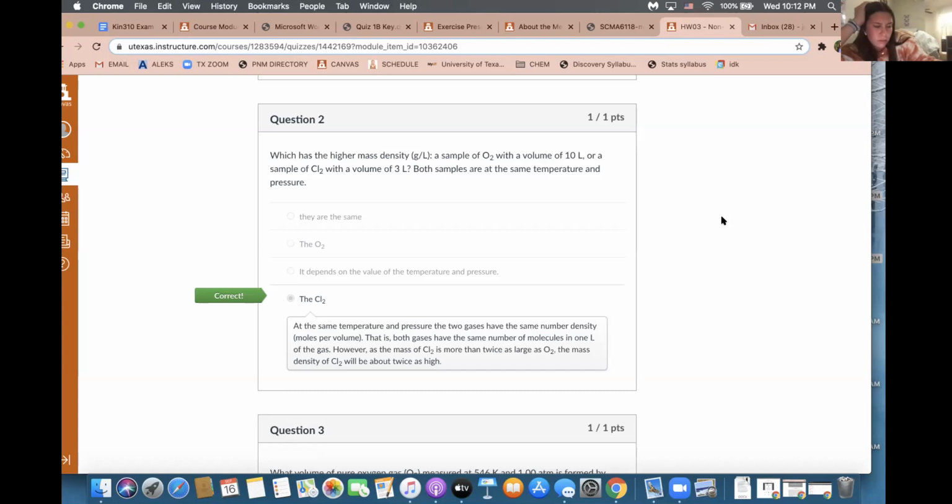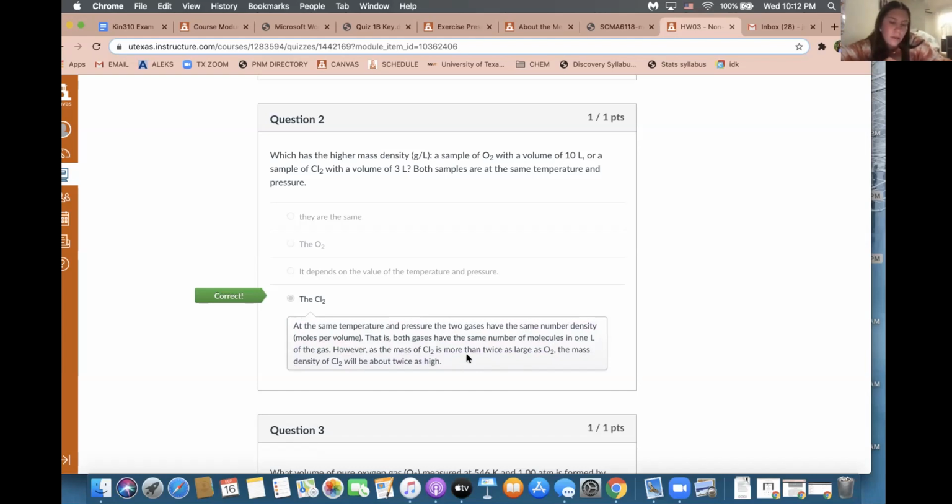Let me see. It's telling you here that the Cl2 is the one with the higher mass. It says it's correct, right? Well, they're telling me the answer there, but I wasn't given that before. I would just attack it that way. Does it make sense, though? It's the relationship: m from the ideal gas law, and then you plug that back into mass density.